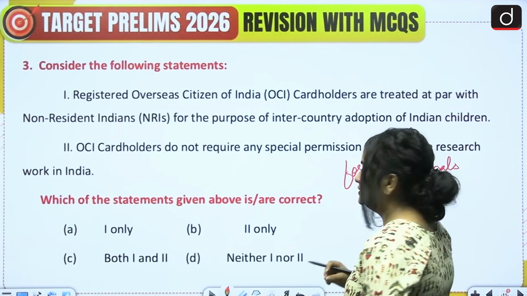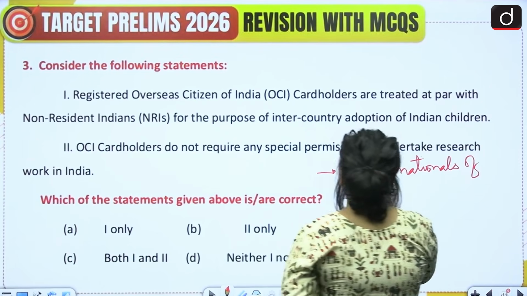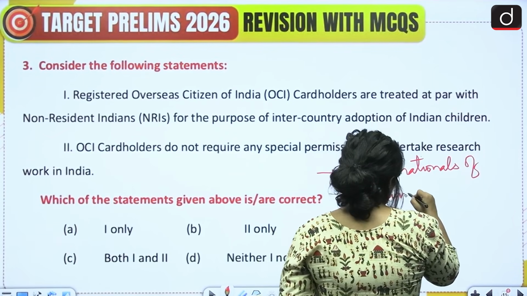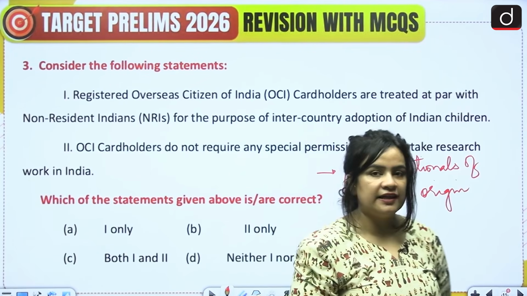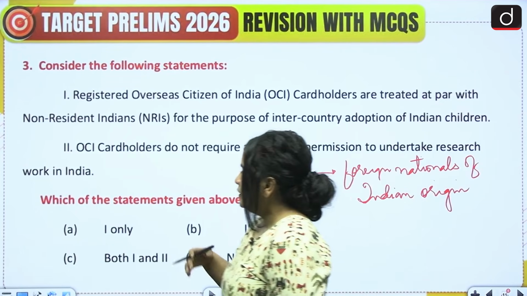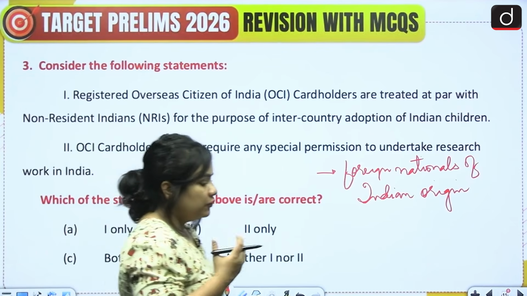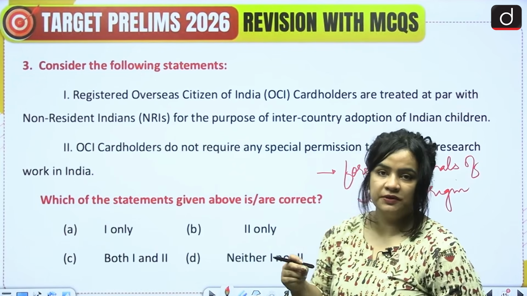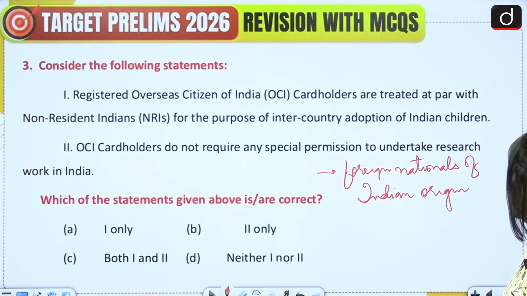OCI cardholders are mainly foreign nationals of Indian origin to whom the government of India has granted a special status. Now, here again we have certain criteria, certain dates, meeting which a person can apply for an OCI card. So what are those criteria?